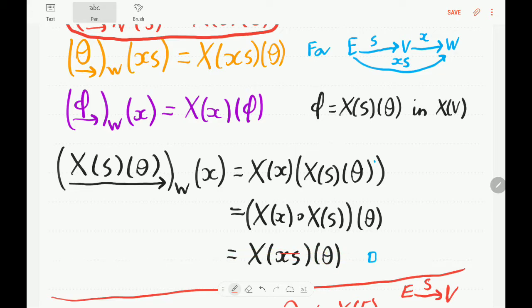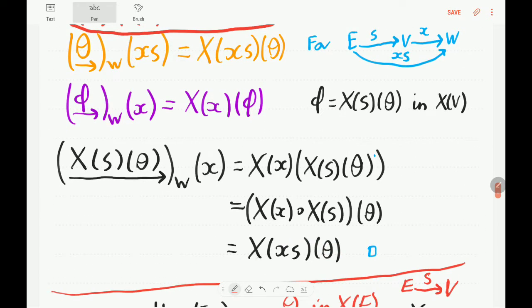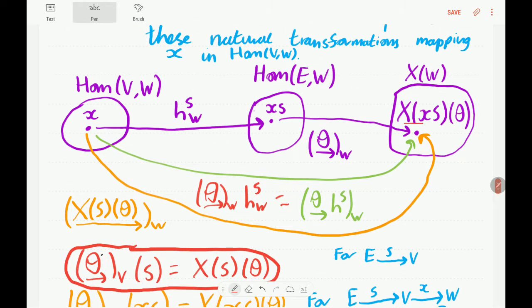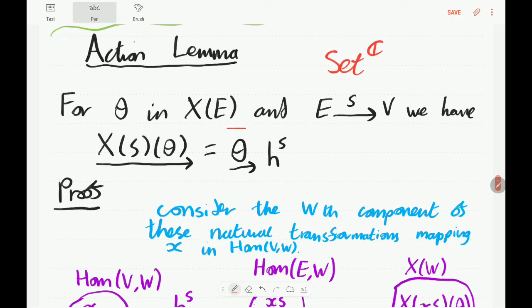And so this is really the result of doing that orange arrow I showed above on theta, and notice that we're getting exactly the same results as what we got when we did the green arrow on theta. So that shows that basically the green arrow is equal to the orange arrow, because these two functions work just the same way on an arbitrary member of their source set. And since this works for an arbitrary component W of these natural transformations, that shows that these natural transformations are the same. And therefore we've proved this action lemma.